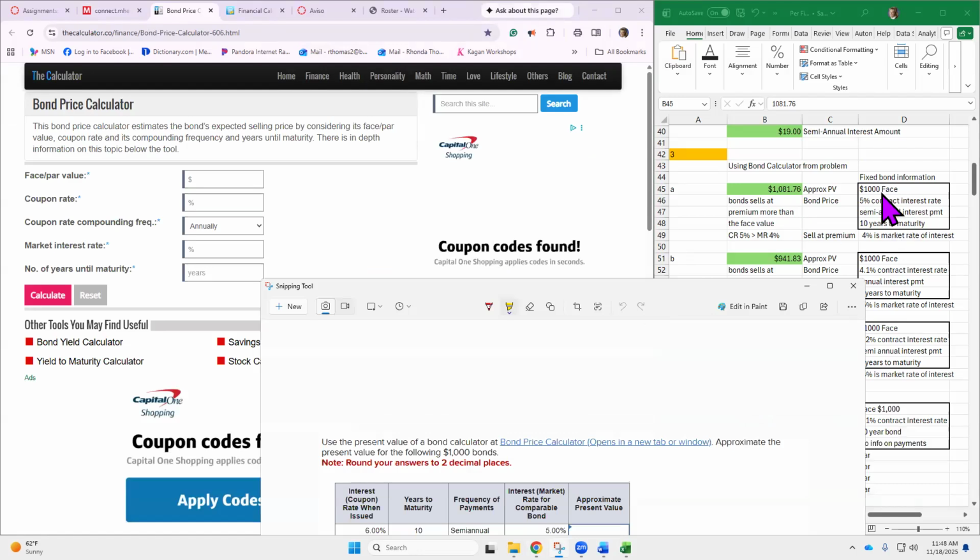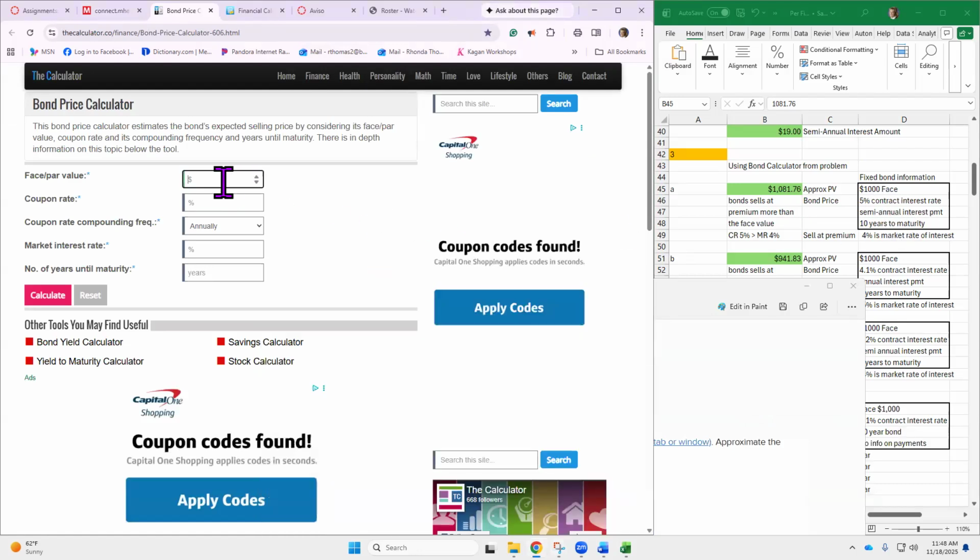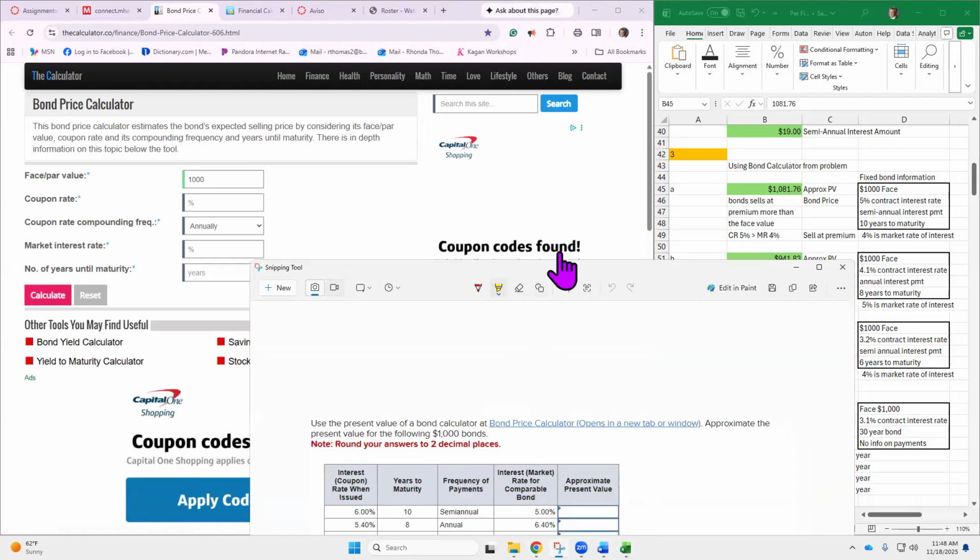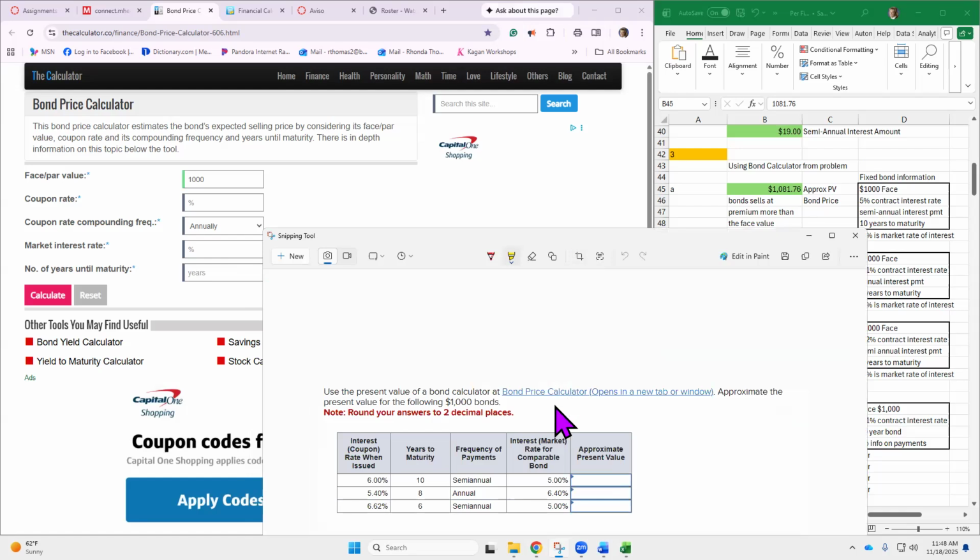So here's what's on the bond, $1,000 face. So let's put $1,000 in. The first one is 6% coupon rate, 10 years to maturity. The frequency of payments is semi-annual, and the market rate of interest is only 5%. So I can tell you right now, our coupon rate is more attractive than what's in the market. If we know that, the bond will sell at what? More than its face. Yep.